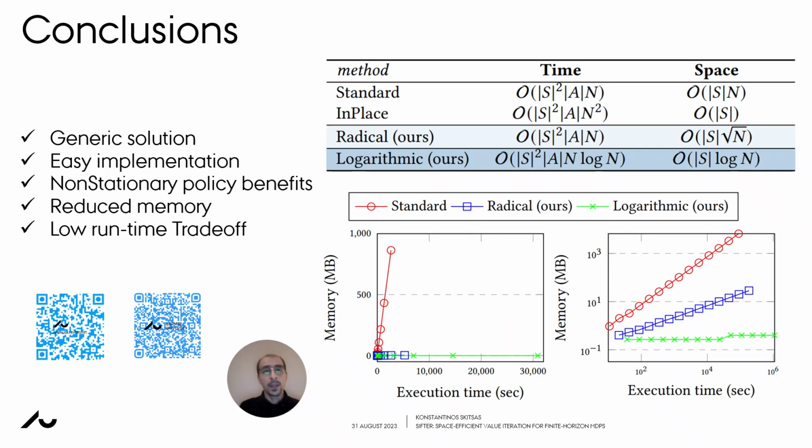So what we did in the study, we show that you need a non-stationary policy. It benefits you a lot. And we show solutions to use non-stationary policies for resource-constrained devices and high horizons. Especially, we lower it to a logarithmic factor, where you can run on almost any device with a low runtime trade-off, and we provide a solution that is generic and easy to implement.